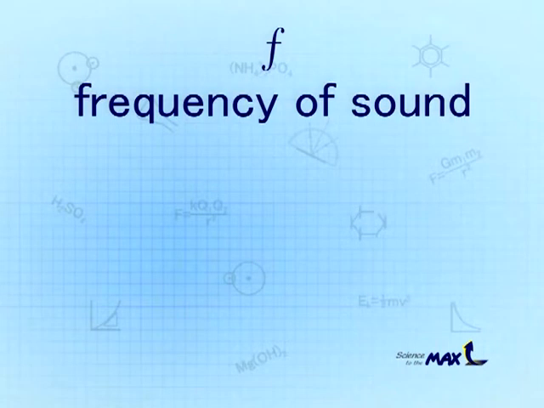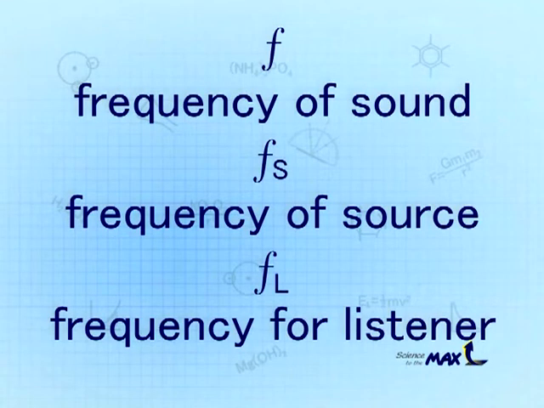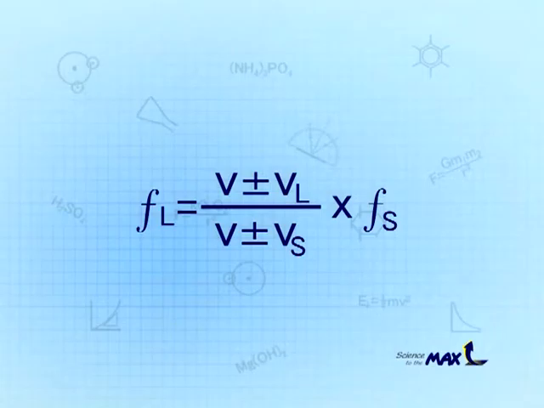Then there is a symbol for frequency. When we add the subscript s to frequency, it means the frequency of the source. Adding the subscript L to frequency refers to the frequency at which the listener hears the sound. Now, let's look at the equation. Looks complicated, doesn't it? Let's make it easier.